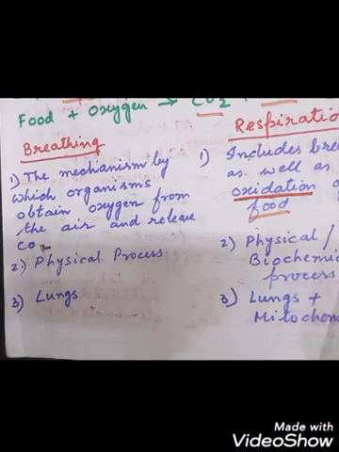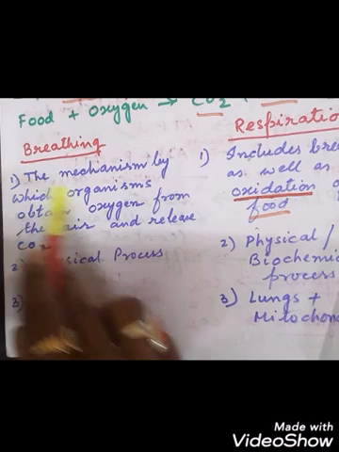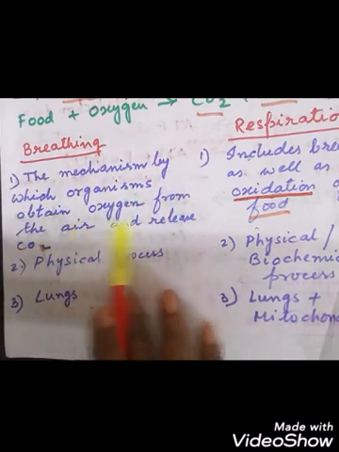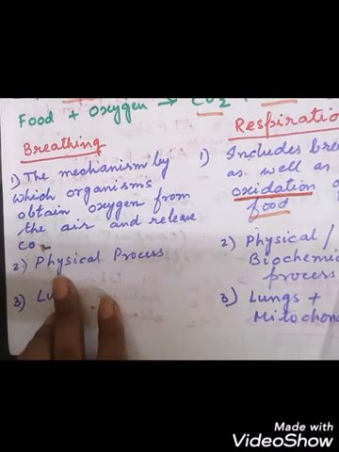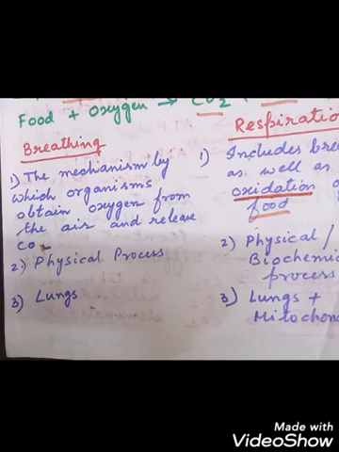You can see here that breathing is the mechanism by which organisms obtain oxygen from the air and release carbon dioxide, that means just mechanically taking in and giving out. This is a physical process and it takes place in the lungs. Respiration includes breathing as well as oxidation of the food, as a physical and biochemical process, and it takes place in the lungs and mitochondria both.